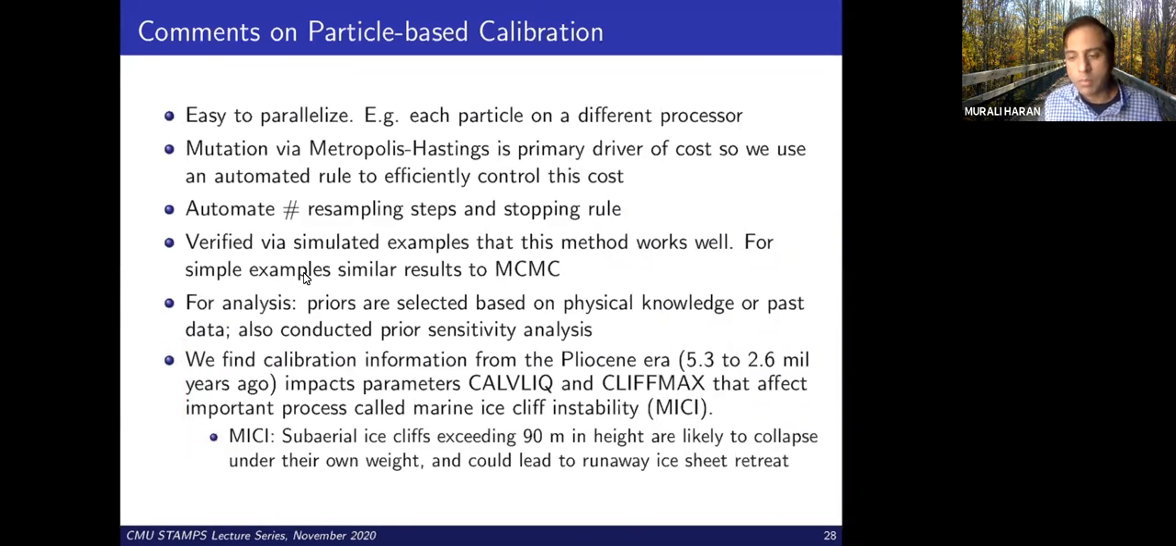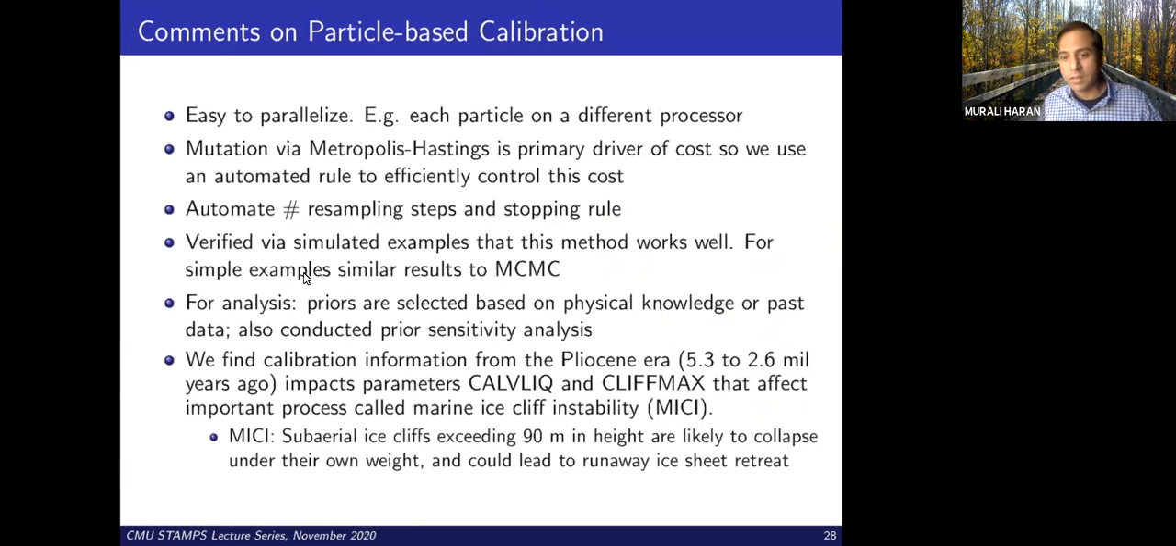But then we found out that because we have the luxury of studying more parameters and of actually studying this model as we run it much further back in time, we can study things like this marine ice cliff instability, which tells you something about how these subaerial ice cliffs, so these things that are just above ground, ice cliffs that exceed 90 meters in height, are likely to collapse under their own weight. So this is something that could lead to runaway ice sheet retreat.